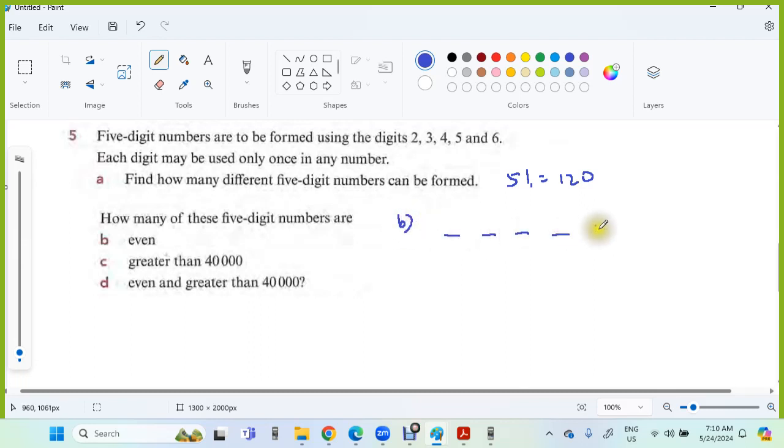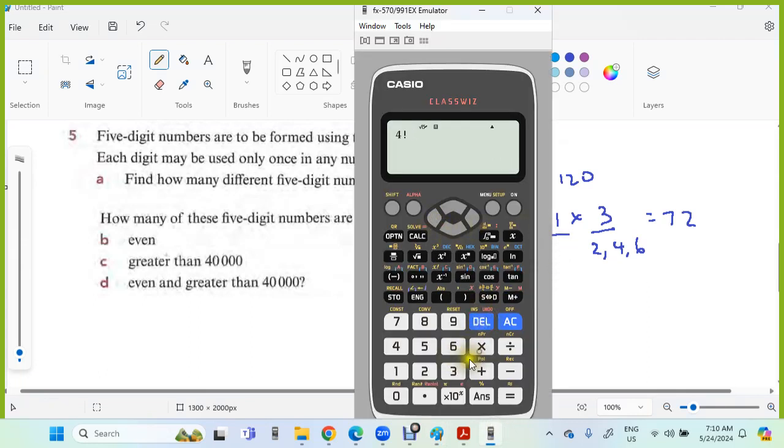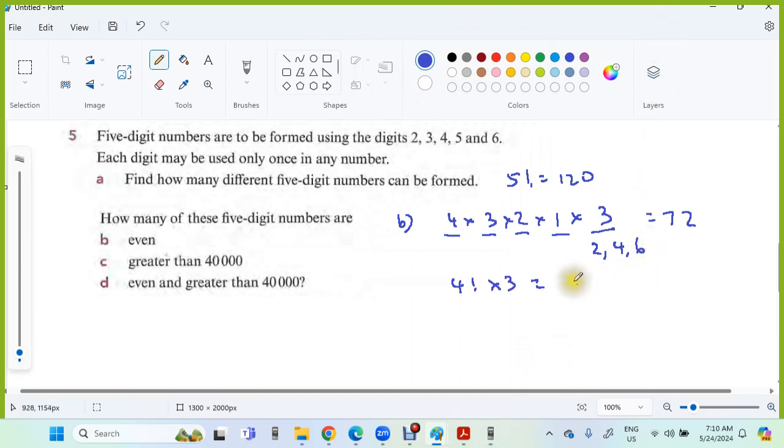So even number, then we can end with 2, 4, 6, then it is even. If it ends with 3 or 5, then it is odd. So 3 here. Then we have the 4, 3, 2, 1. So after we use one of these 2, 4, 6 in the ending here, then over here we have 4 choices. So this one will be 6 times 12, then it is 72. Okay, I can also do it this way, 4 factorial multiplied with 3. So we have the 4 factorial multiplied with 3, then it is 72.